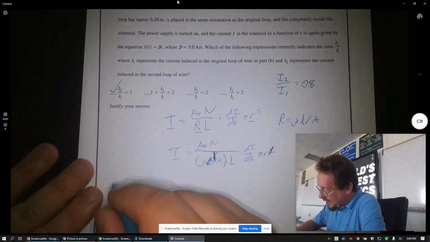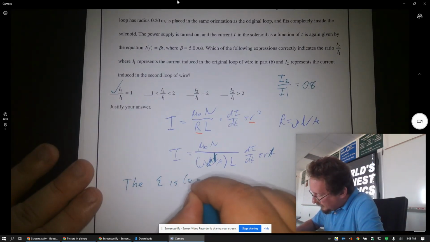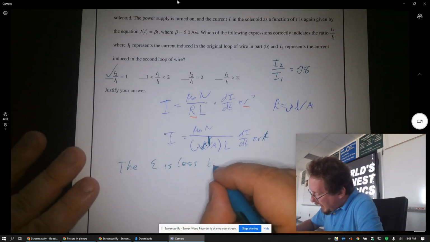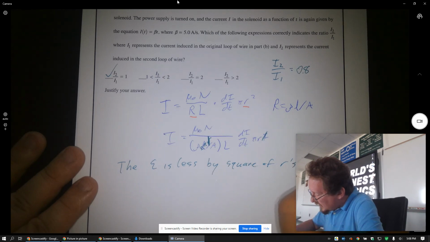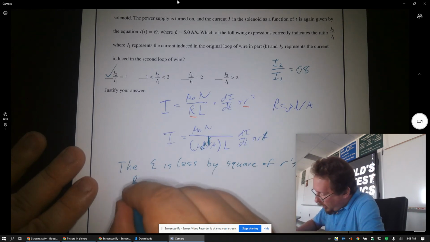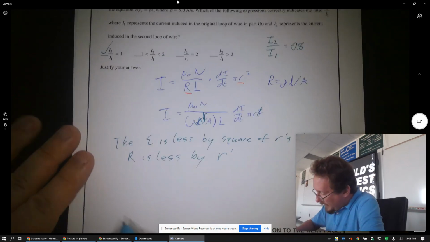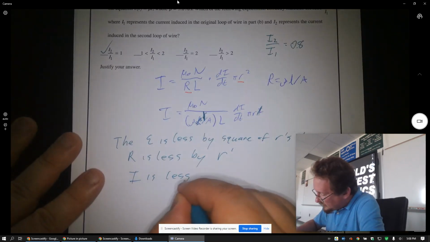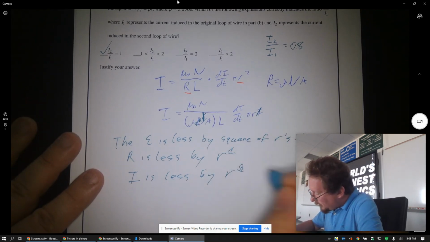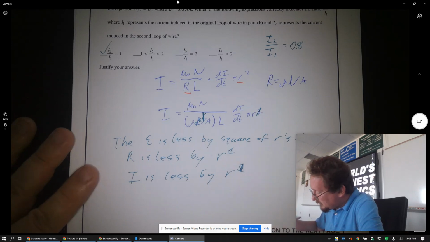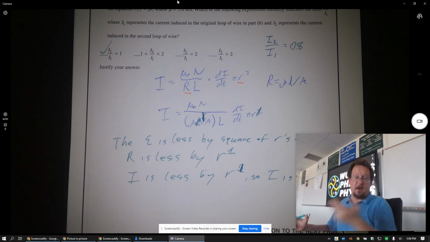Okay, so what am I going to say? I'm going to say the EMF is less by the square of the R's change. The R is less by R to the 1, right? So the I is less by R to the 1 power. I don't want that to look like an apostrophe. I want it to look like an exponent. So the I is less. It's just less. All right, so that's the deal there.